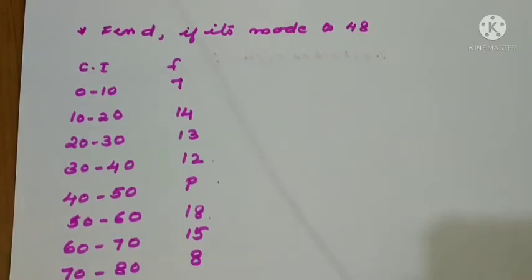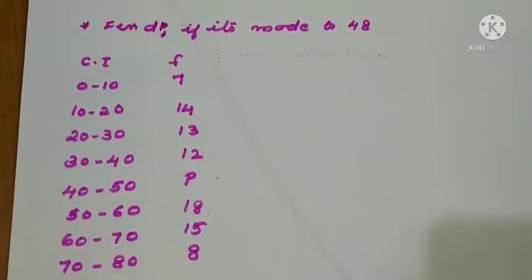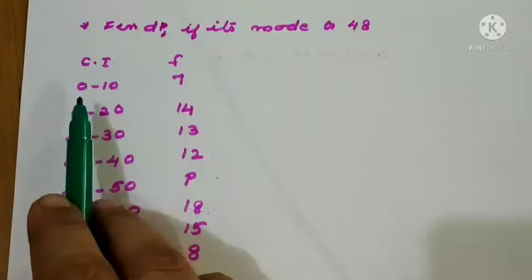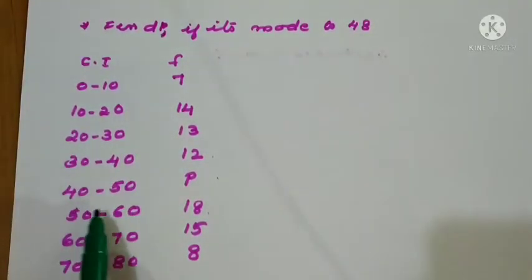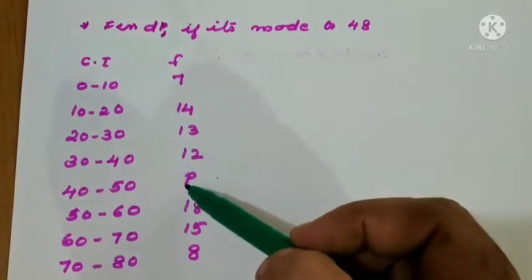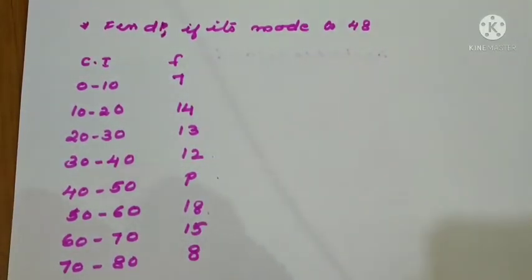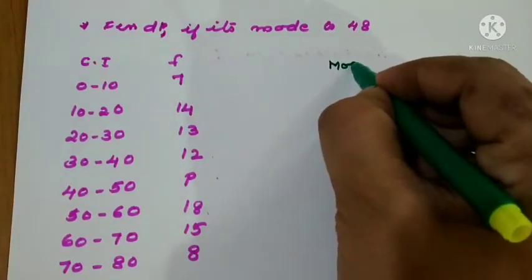Find P if the mode is 48. The class intervals are already written in column form. Again I am not writing it down because I can go directly to the solution. The mode is 48, given. What are the class intervals? 0 to 10, 10 to 20, 20 to 30, 30 to 40, 40 to 50, 50 to 60, 60 to 70 and 70 to 80. Frequencies: 7, 14, 13, 12, P, 18, 15, 18. Don't go for the highest frequency here because mode is given. Mode equal to 48.